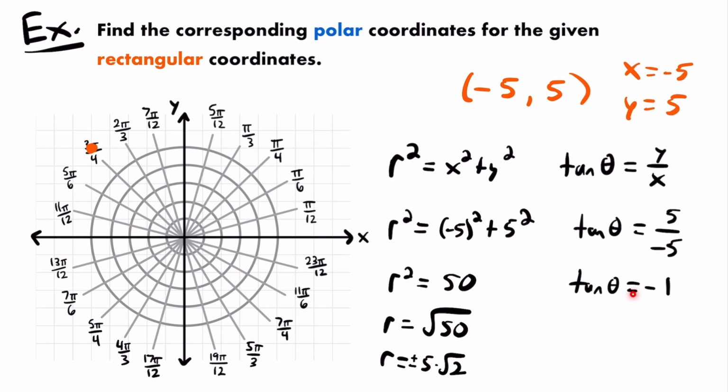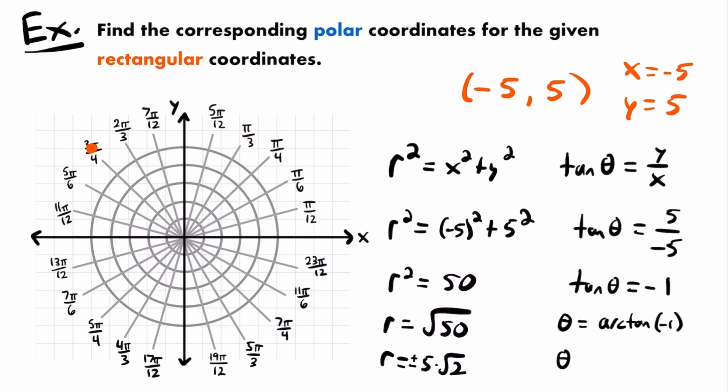We have tangent theta is equal to negative 1. What we can do is take the arctangent of both sides. And if you don't remember, arctangent is the inverse tangent function. So it will cancel out with tangent, and we'll just have theta is equal to arctangent of negative 1. And arctangent of negative 1 is equal to negative pi divided by 4.